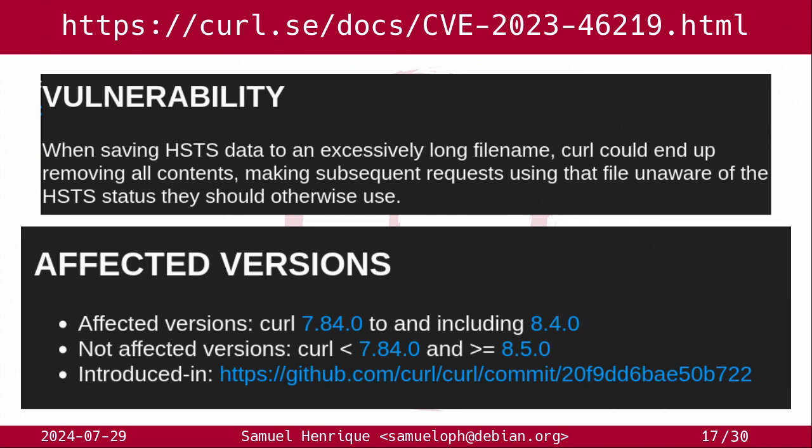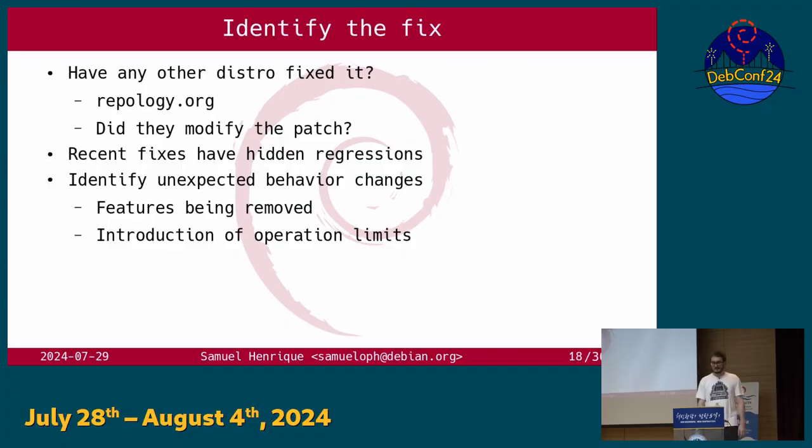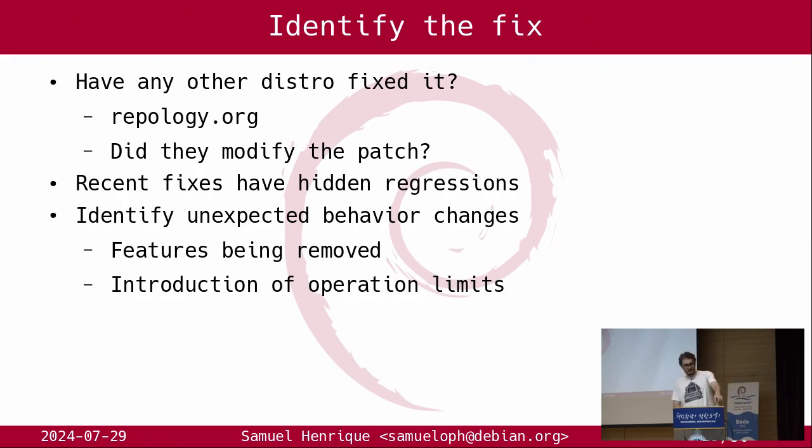Now, the part that I cut out of this is the explanation for that. So curl will say, oh, if you don't build with HSTS, you are not affected. We don't get that for free most of the time. You need to find a fix. If the fix is not listed on the security tracker, you need to find it. And you can start by checking if any other distribution has patched it, if it's an old CVE. I like to use repology.org to find the Git repositories of other distributions.